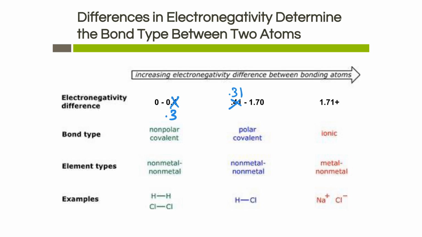And so let's go between 0 and 0.3. We're going to call that nonpolar covalent. 0.31 and 1.7 polar, and above 1.7 ionic. Okay, so this is the scale, and please make those changes to your scale. The one you get on the test will already have the changes made for you.